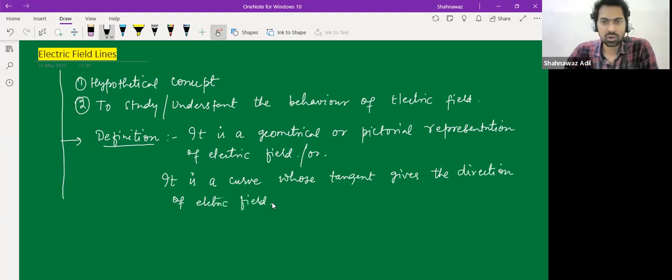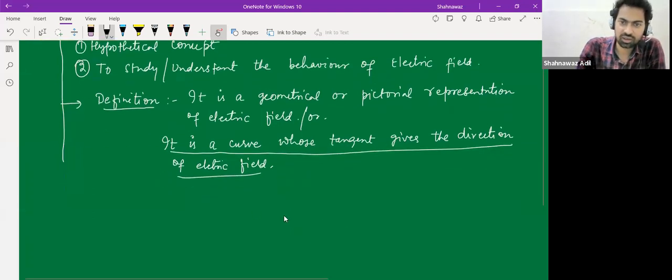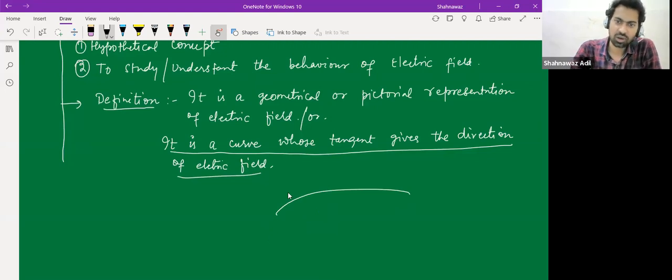Okay, so what do I mean by this definition? Let's say you have this curve. This represents some electric field line, and if I draw the tangent at this point, this is how the line goes. This arrow is important, this curve is important. So let's say I am at this point. If I draw the tangent at this point, this would be the tangent. This tangent will tell me the direction of the electric field.